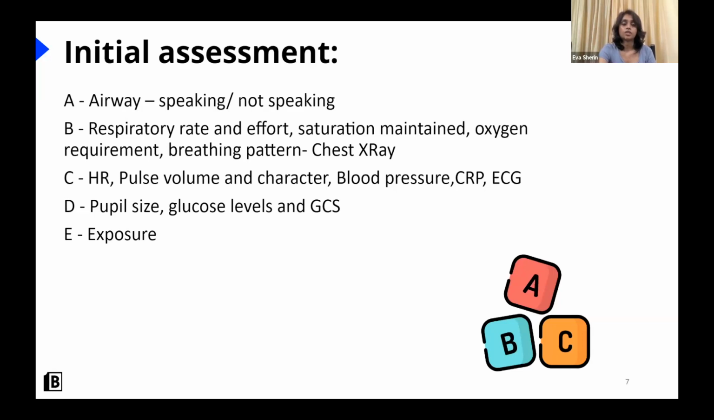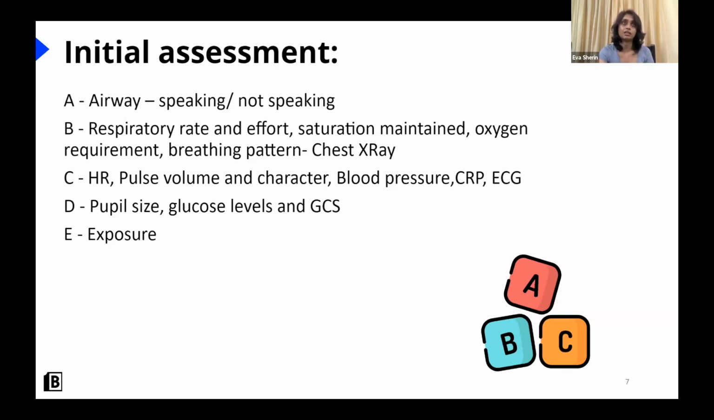And when it comes to D: pupil size, glucose level, and GCS. D is 3 things basically that I always keep in mind: pupil size, glucose levels, and GCS, or AVPU at least. Exposure, which I don't think a lot of people do, but you should do it at least when you reassess your patient at D.